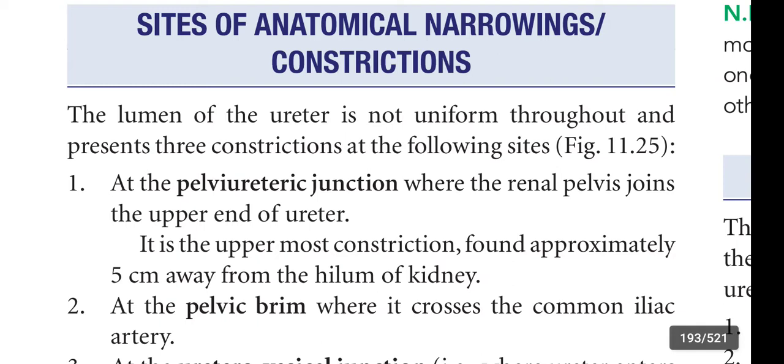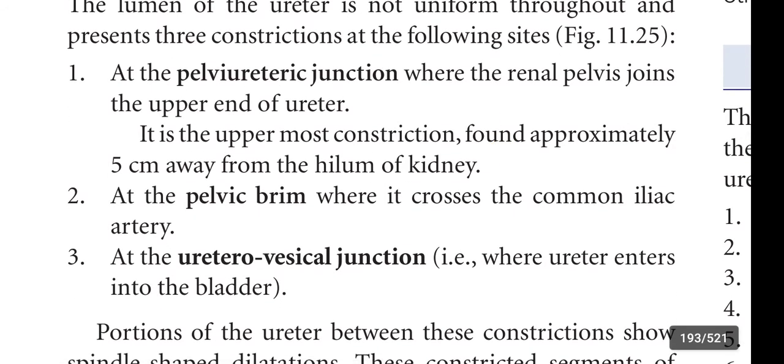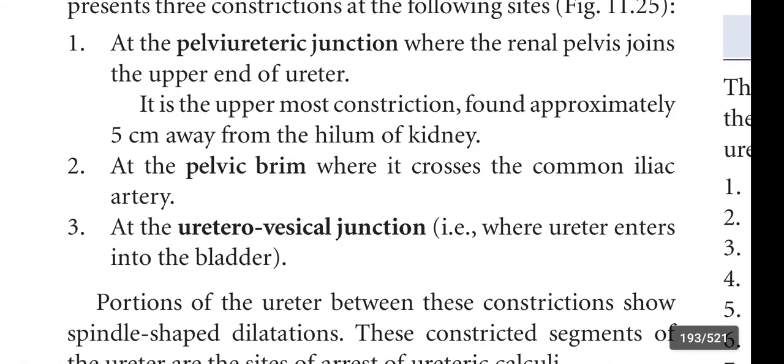First constriction at the pelviureteric junction, where the renal pelvis joins the upper end of the ureter. It is the uppermost constriction, found approximately 5 cm away from the hilum of the kidney. Next, at the pelvic brim, where it crosses the common iliac artery. And the third, at the ureterovesical junction, where the ureter enters into the bladder.